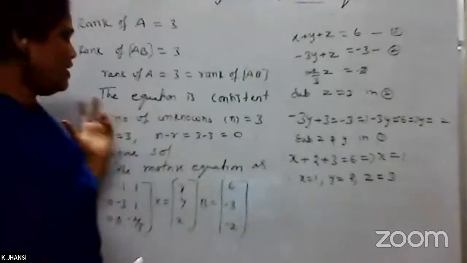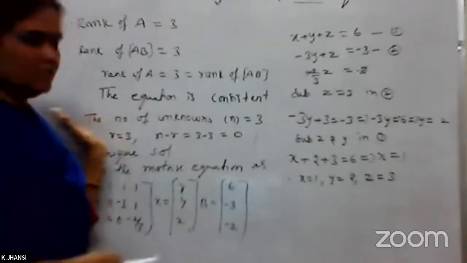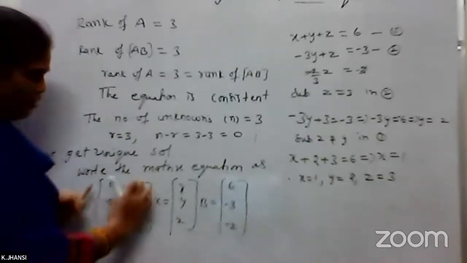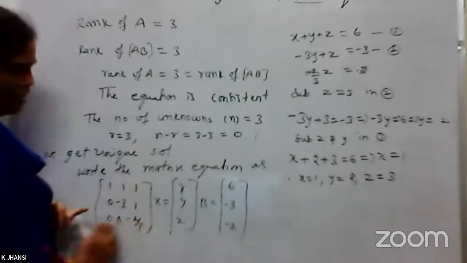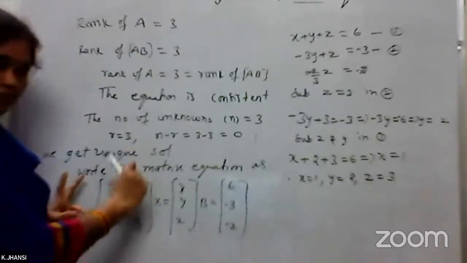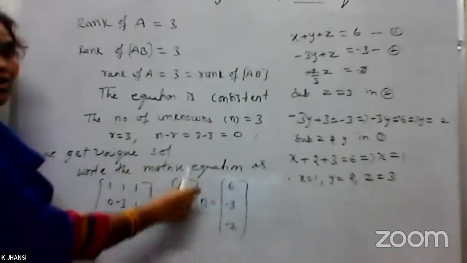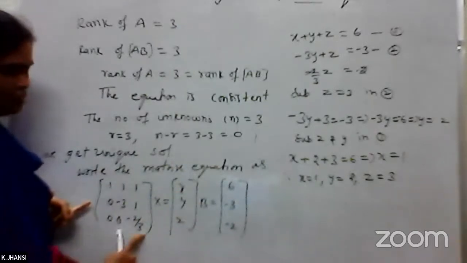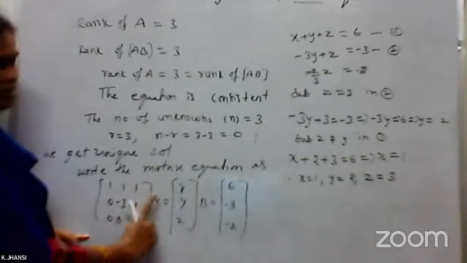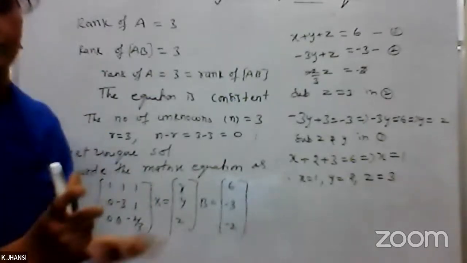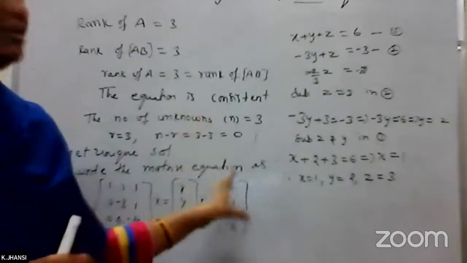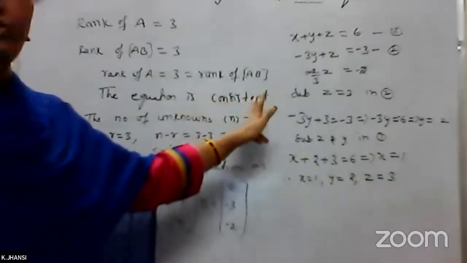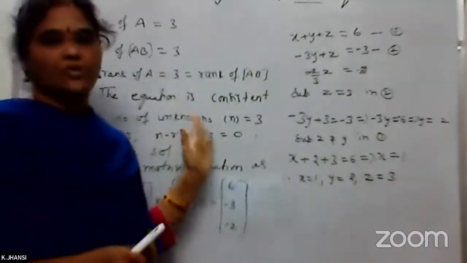In some cases, the third row may become all zeros, so only 2 rows are left. So the rank of A is 2, but the rank of AB will be 3. In some problems, it will be there. So in that case, the rank of A is less than the rank of AB, and it is an inconsistent equation.